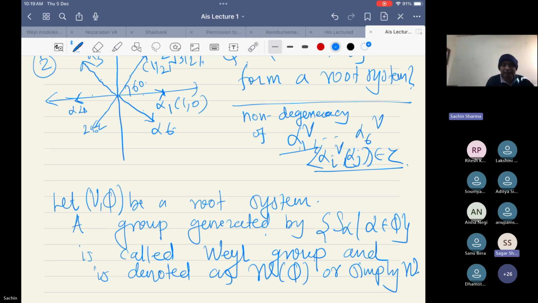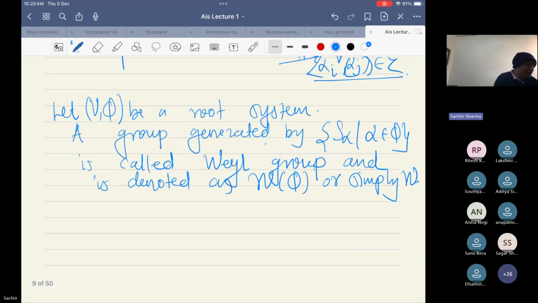It is contained inside the permutation group, right? Permutation group of what? If you look at the permutation of all the roots, that is very important actually. So it is contained inside S of phi, S of cardinality phi, right? Which has a cardinality phi factorial, right? So it is a finite group. Okay, so this is the thing, that this is a finite group.